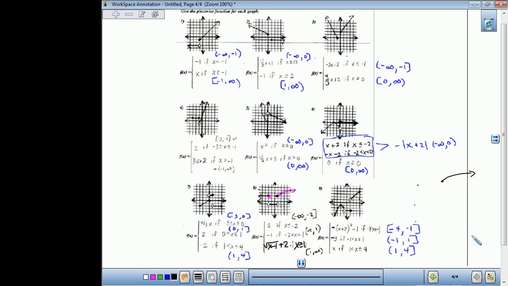Okay, so for today's lesson, what are we going to look at? We're going to look at some functions that could be classified as piecewise functions. They don't have to be classified as piecewise functions, but they could be. There they are.